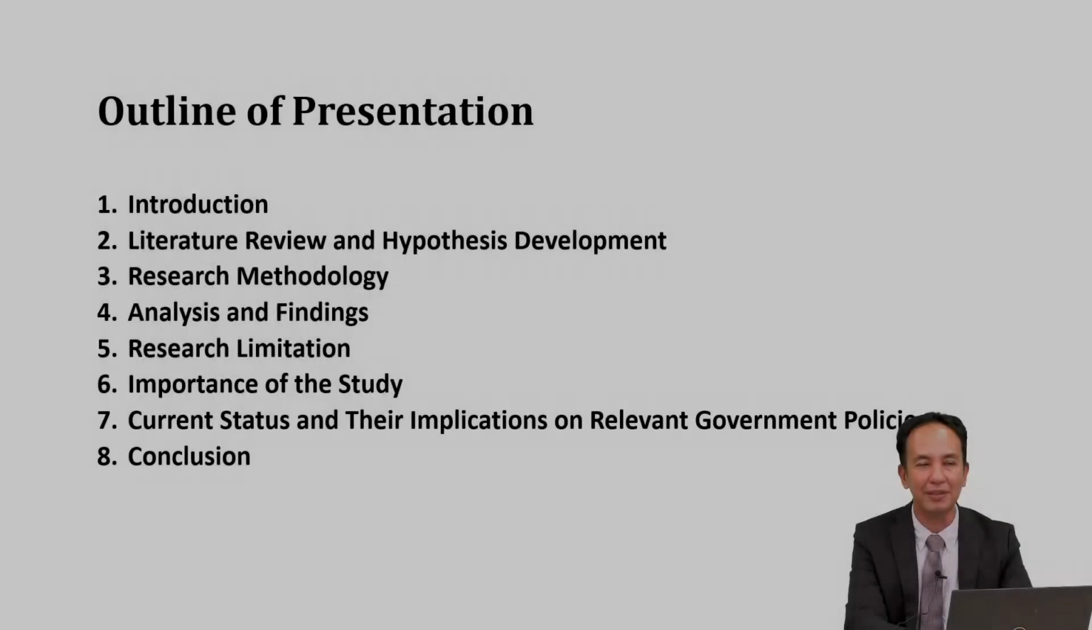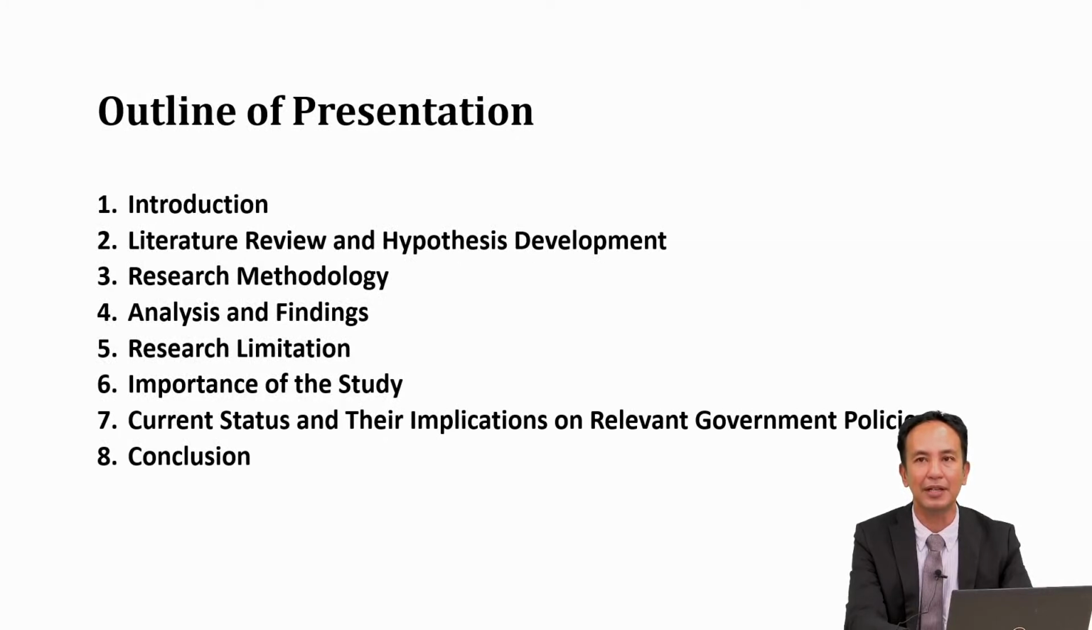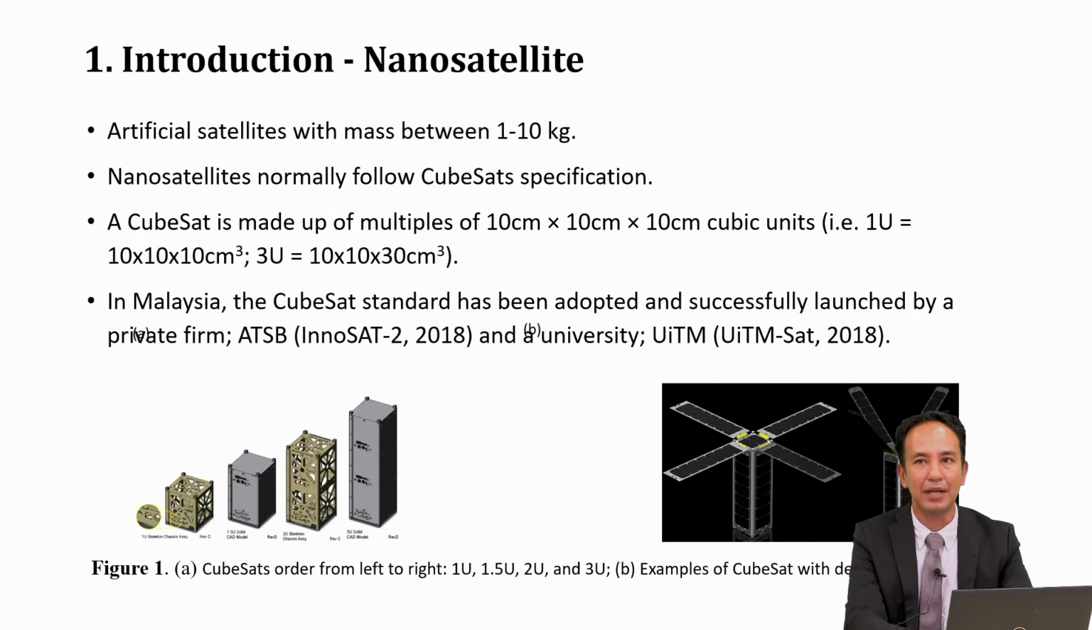The outline of my presentation is as shown in this slide. Firstly, I will introduce you to Nano Satellite. As is known, an artificial satellite is an object that is intentionally placed into an orbit or circle around a larger object. Nano Satellite is a type of artificial satellite that is relatively small in size with mass between 1 to 10 kg. And it usually follows a specification called CubeSats.